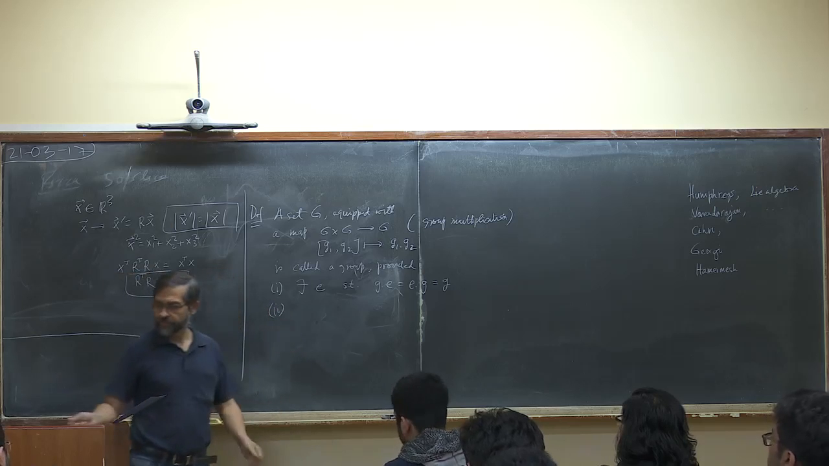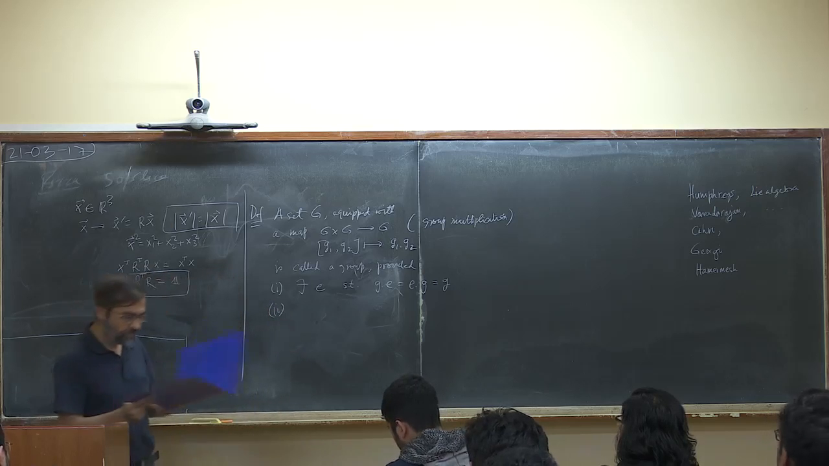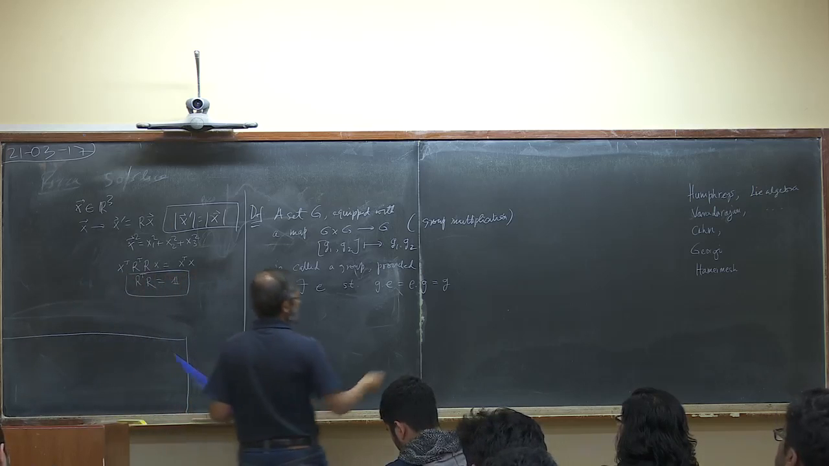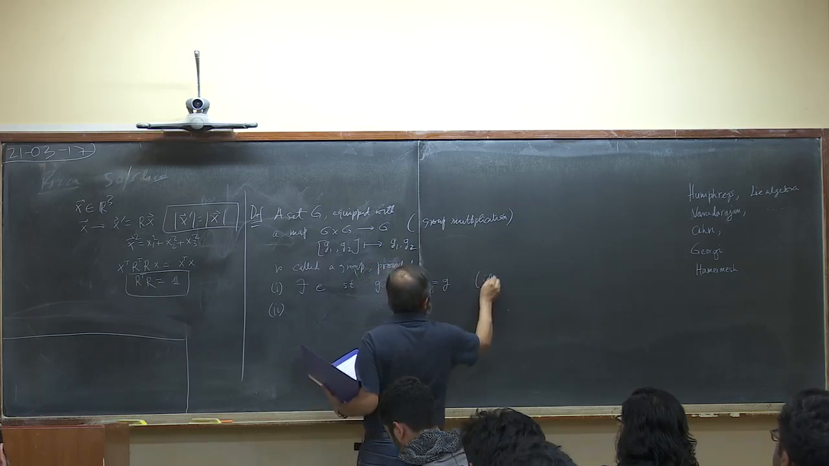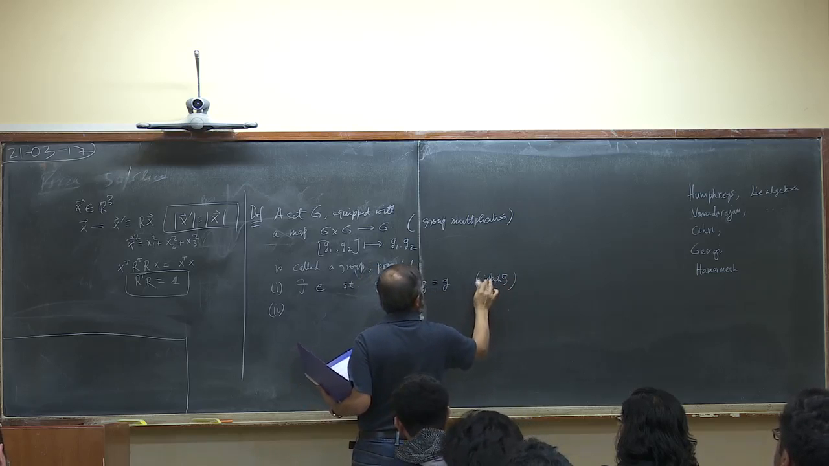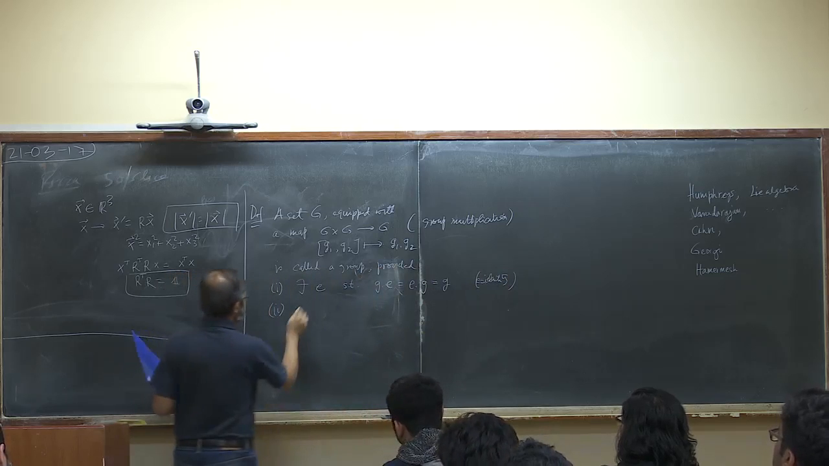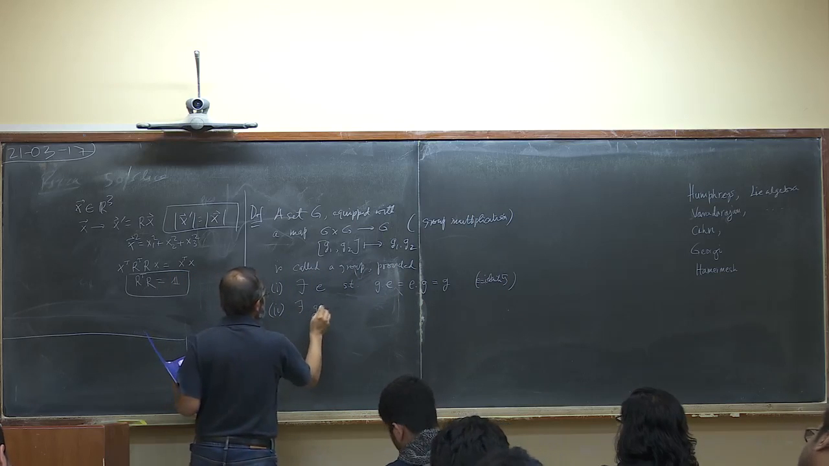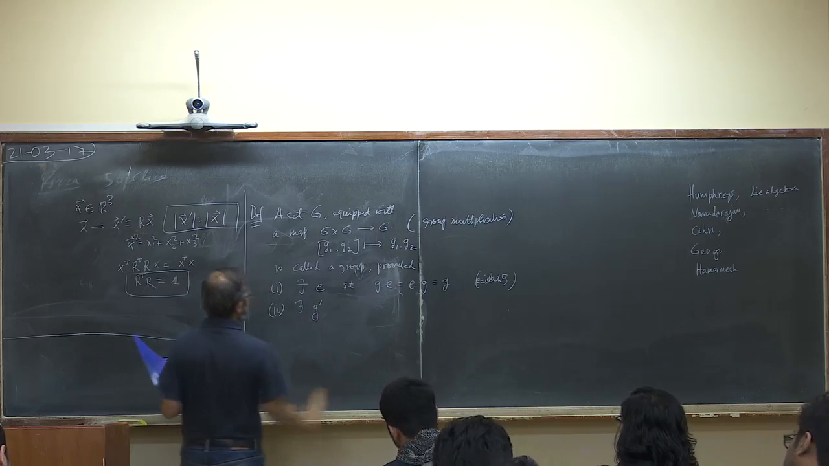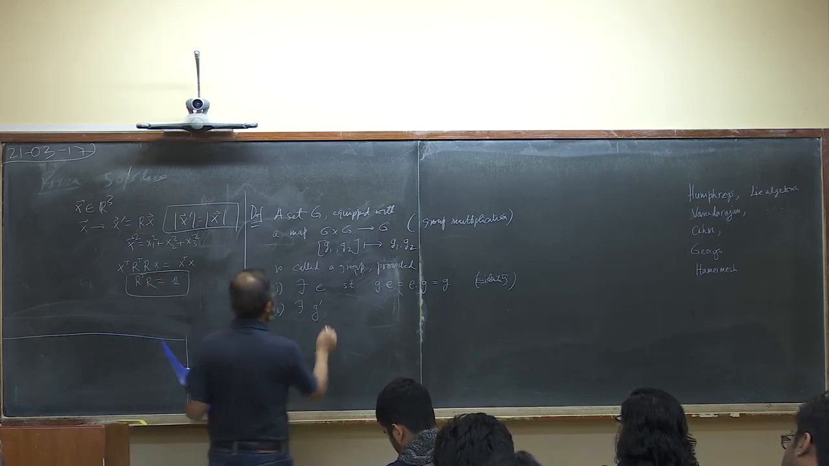And then, so this is called identity. So E is called identity. And then the existence of an inverse. There should be an element, let me call it G prime, with the property.